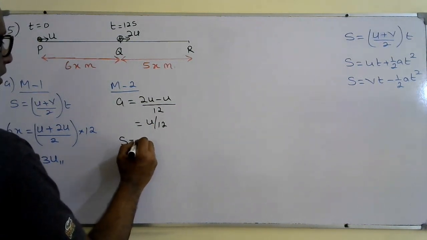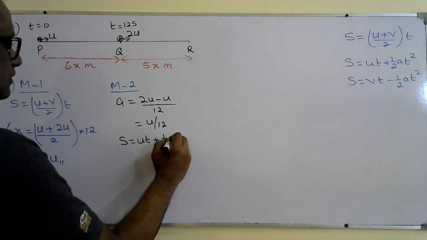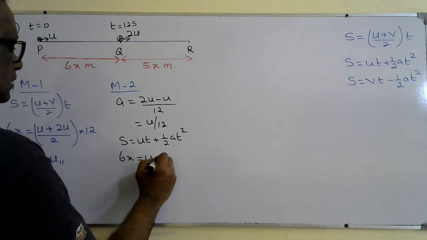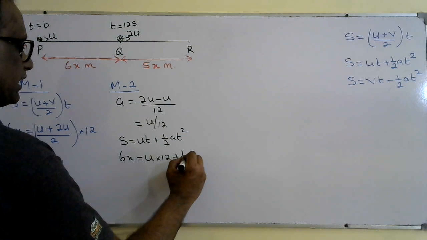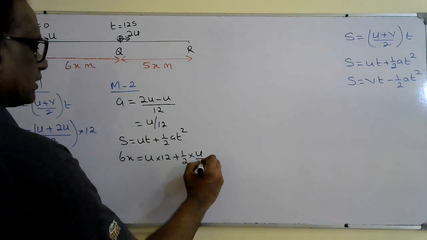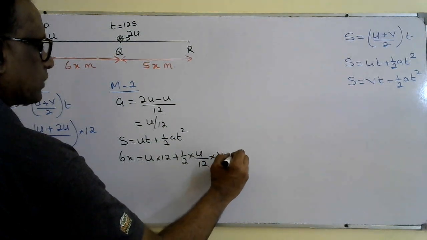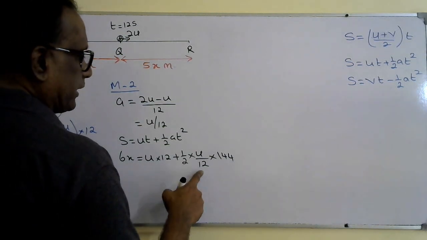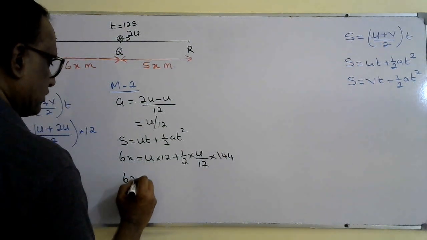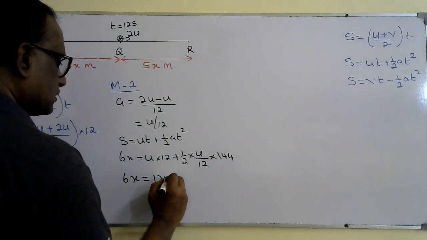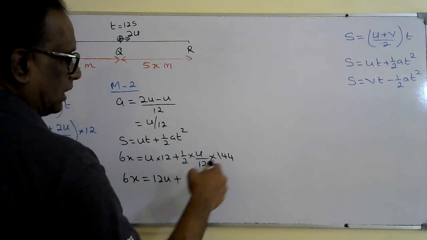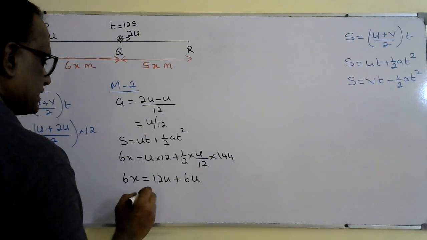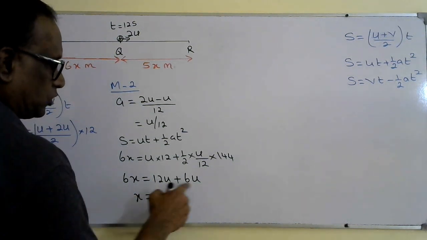Then use s equals ut plus half at squared. So s is 6x, u is u, time is 12, plus half into acceleration u over 12, into t squared, 12 squared, 144. Solve it, you will get the final answer. So 6x is equal to 12u plus half, this is 12, so 6u. You can divide the whole equation by 6, so x is equal to 2u plus u, 3u.